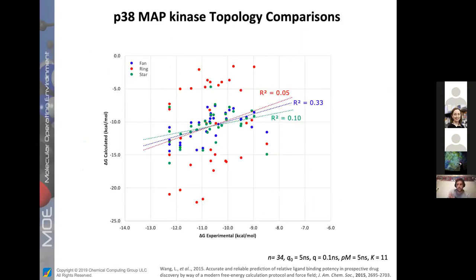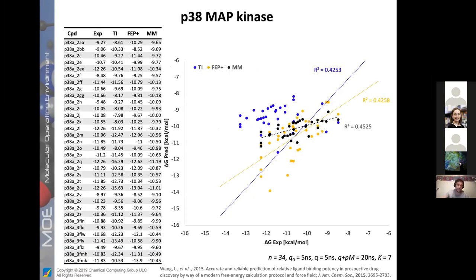Just quickly here for the different topologies. So we analyzed the same TI run with the ring topology, and has basically no correlation. The star topology in this run had no correlation, but if we use the fan topology, it had correlation, which was reasonable or started to be reasonable. And then if you use the fully optimized path, based on what I described, we on the full P38 MAP kinase set. So any method, TI, FEP+, or even the single point molecular mechanics interaction energy, they all scored the same for the P38 MAP kinase set.